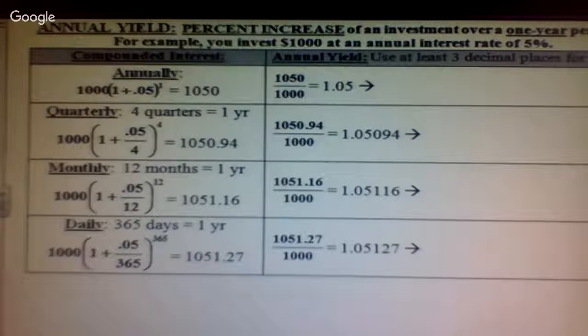Okay, the last thing we need to talk about is annual yield. Remember when we did the percent of change, where you took your new number divided by your old number and subtracted 1? Guess what? That's annual yield. We initially put $1,000 in, and I compounded it annually, quarterly, monthly, and daily. When I do my annual yield, my new value at annual compounded interest was 1,050 divided by 1,000. That's 1.05. You would then subtract off 1, which means 0.05.